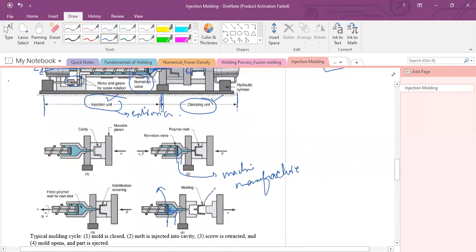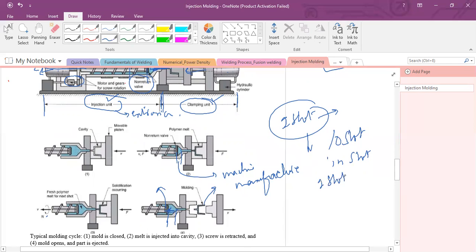And after the shot, meaning when one part is produced, one shot is completed. This is called a shot in the injection molding technique. One part means one shot. For example, if you produce 10 parts or 10 shots in 10 minutes, your production rate is one shot per minute. That is your production rate.